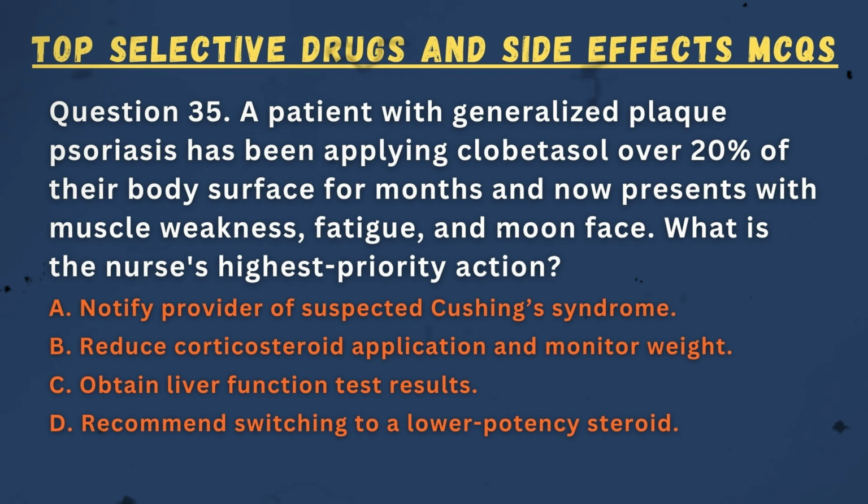Question 35. A patient with generalized plaque psoriasis has been applying clobetasol over 20% of their body surface for months and now presents with muscle weakness, fatigue, and moon face. What is the nurse's highest priority action? A. Notify provider of suspected Cushing's syndrome. B. Reduce corticosteroid application and monitor weight. C. Obtain liver function test results. D. Recommend switching to a lower potency steroid.